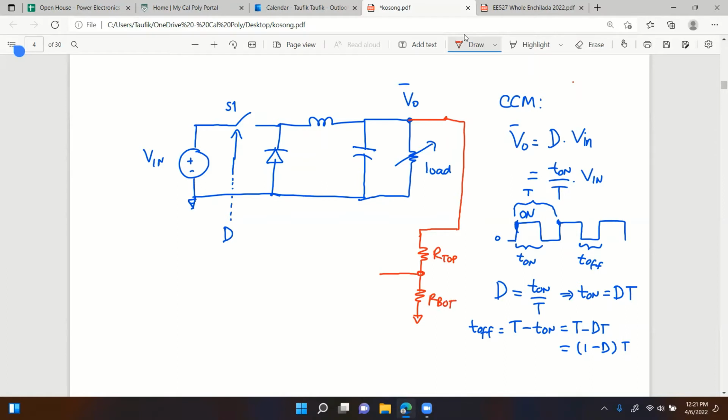As you know, any change in this node will be reflected by the same percentage at that node. If I call this V mid, any change in V out will also be reflected by the same percentage at V mid. And this is what we use to process the signal, to control the duty cycle. How? This is basically V out prime, the sampled output voltage, which is the same as V mid.